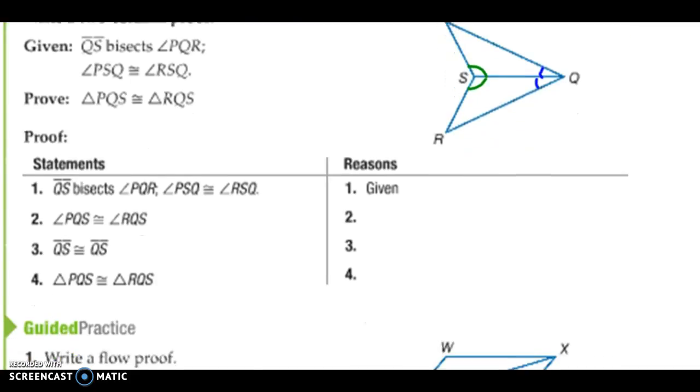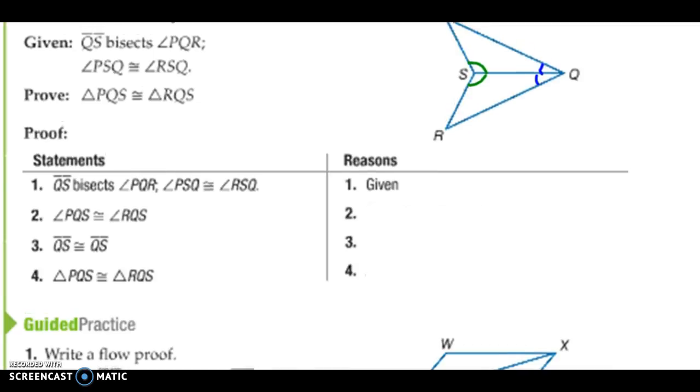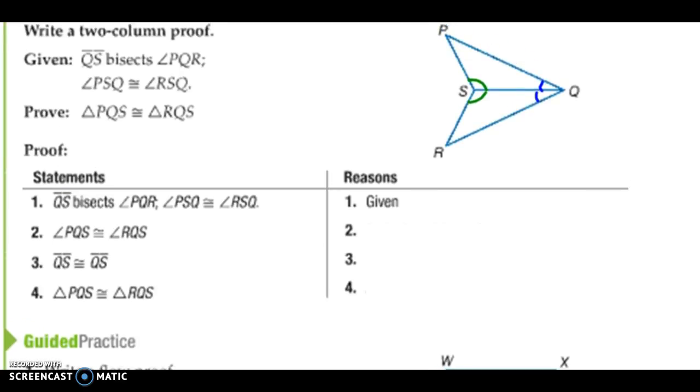Alright, well first, just like in yours, we have it given that all that information is given to us, that QS bisects angle PQR and PSQ is congruent to RSQ. Alright, so the next thing we can say is that angle PQS is congruent to RQS, and that's the definition of angle bisector. When you have something bisect an angle, it means that the two angles are equal.